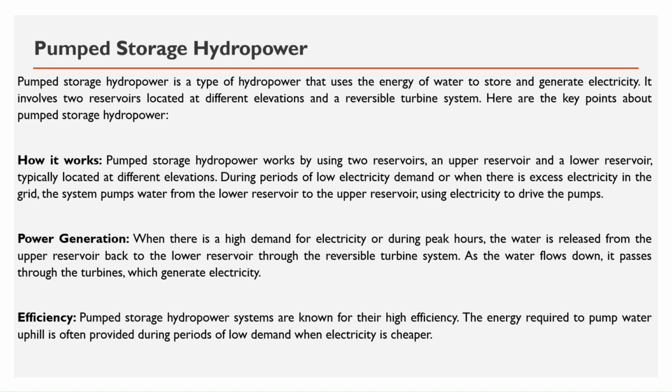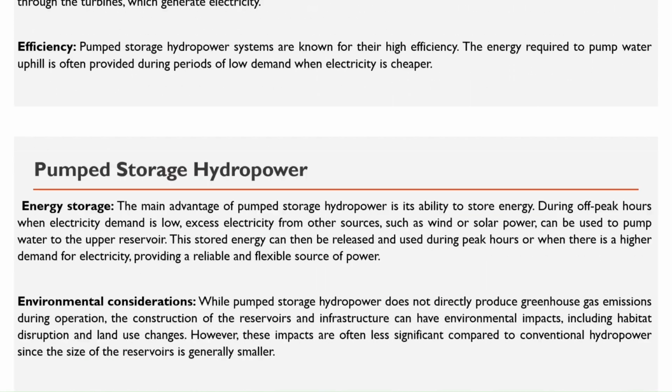Power generation. When there is a high demand for electricity or during peak hours, the water is released from the upper reservoir back to the lower reservoir through the reversible turbine system. As the water flows down, it passes through the turbines which generate electricity. Efficiency. Pumped storage hydropower systems are known for their high efficiency. The energy required to pump water uphill is often provided during periods of low demand when electricity is cheaper.